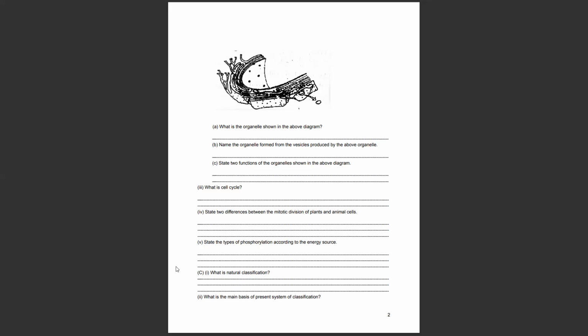Then part B, name the organelle formed from the vesicles produced by the above organelle. So the endoplasmic reticulum produces transport vesicles. So here the answer should be Golgi apparatus. Give 1 mark. Part C, state 2 functions of the organelles shown in the above diagram, right?